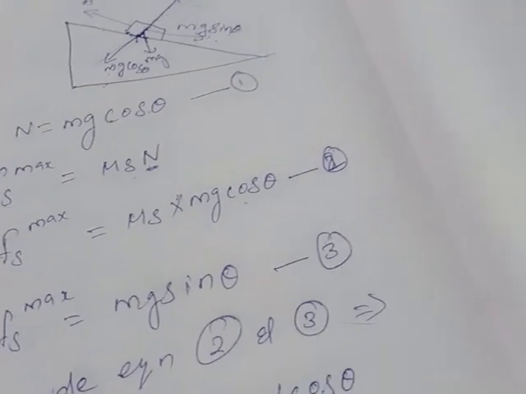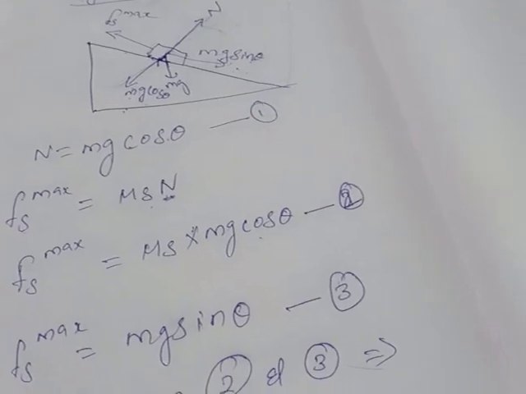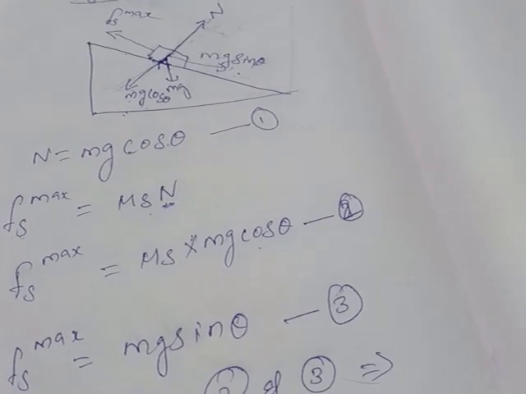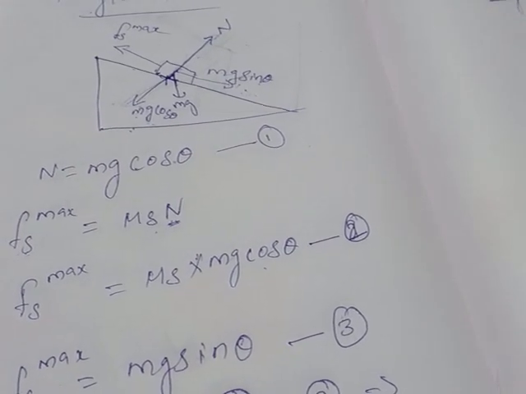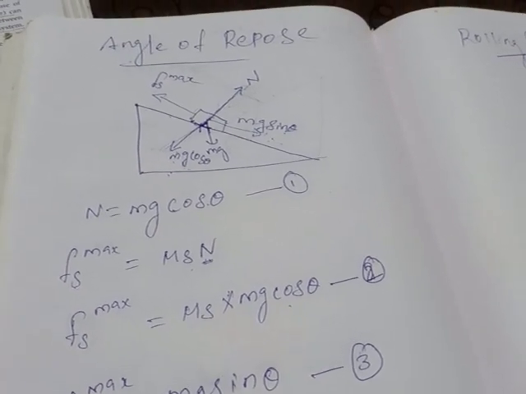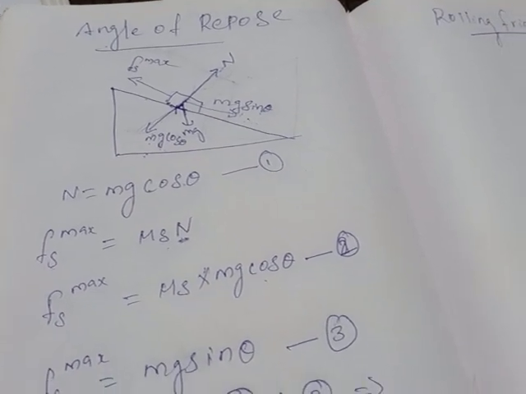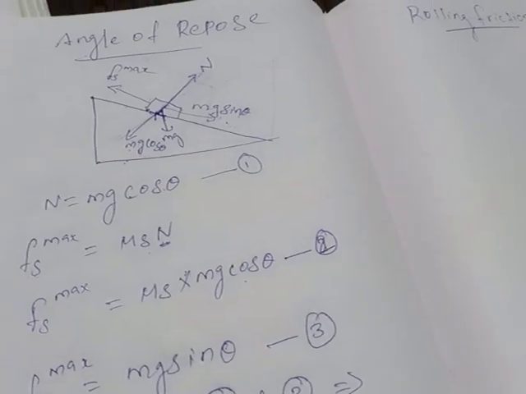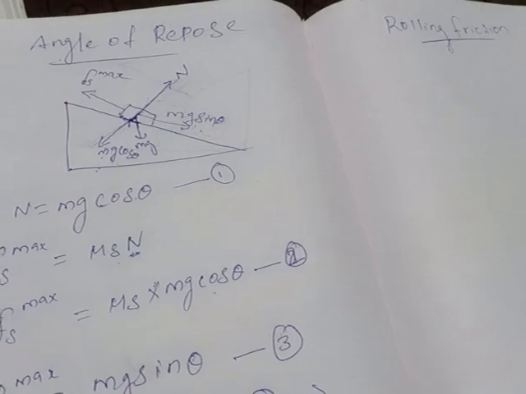Now here, during this rolling time, or you can say in pure rolling, the point of contact with the surface is always at rest. And we can say that during this rolling motion, some force of friction comes into act when a wheel rolls over. That is what we call rolling friction.